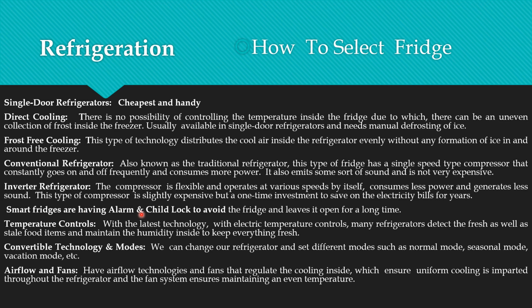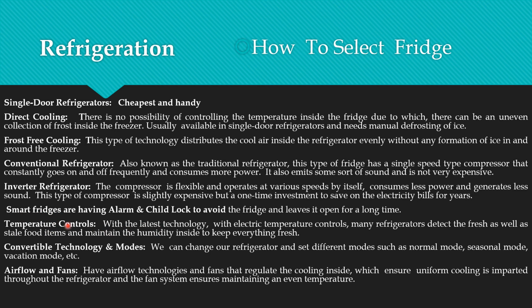Now smart fridges are also coming. They come with an alarm and child lock to avoid the fridge door being left open for a long time. So if somebody opens the fridge and does not close it properly, the alarm will go off and you can come and see the fridge and keep it closed properly. This is a smart type of alarm and lock that comes in the slightly costlier fridges.